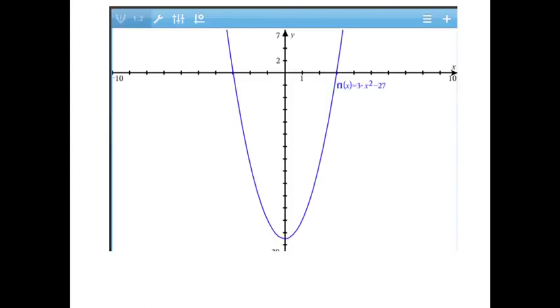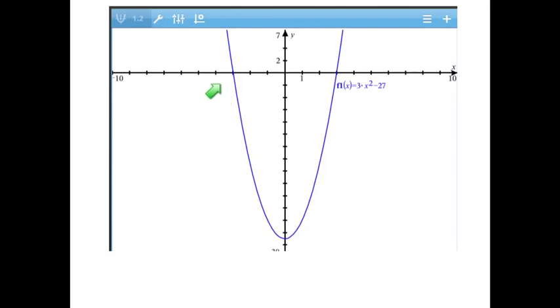Before solving this algebraically, let's take a look at the graph. This is from my TI Inspire calculator app, and right here we see the graph of 3x squared minus 27. You can see that it's got a lowest point. Because the value 3 is a positive number, this graph opens up like a cup, which means it has a lowest or minimum value, which we call the vertex. But it also has two x-intercepts, one there and one there.